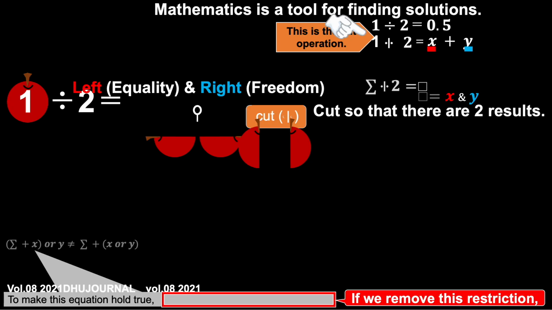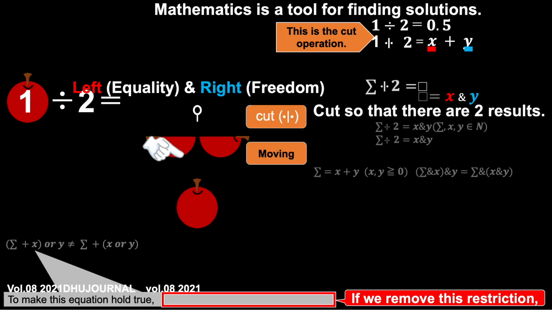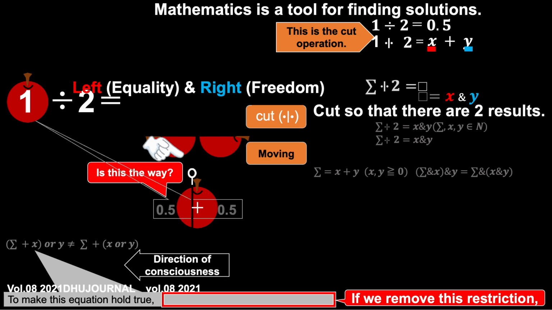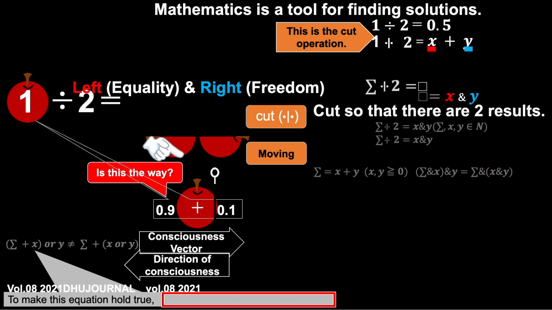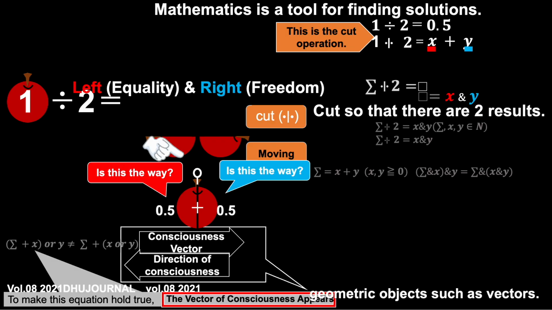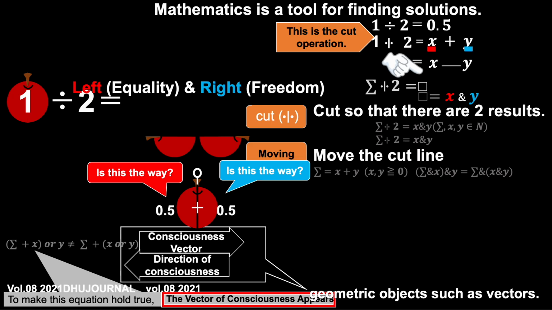Now, what happens when we move the cut between X and Y? Moving it left makes the left side smaller. Moving it right makes the right side smaller. This implies a direction of consciousness, a vector of consciousness, which gives rise to geometric objects like vectors. Moving the cut means moving through the space between X and Y. I define this space as a gradient.